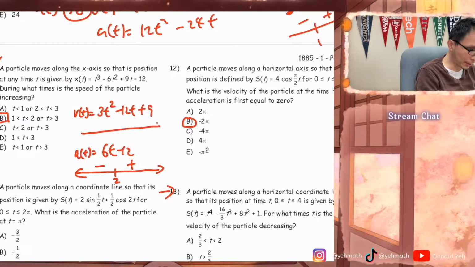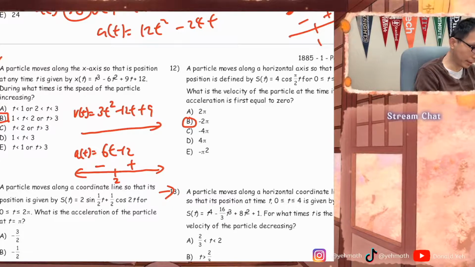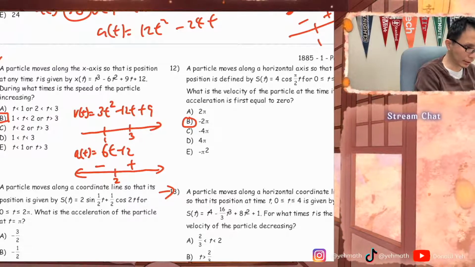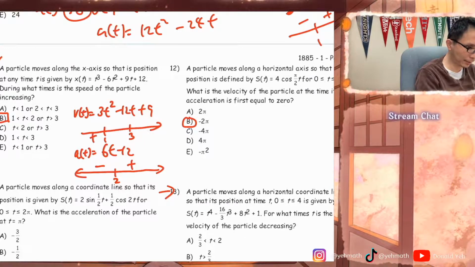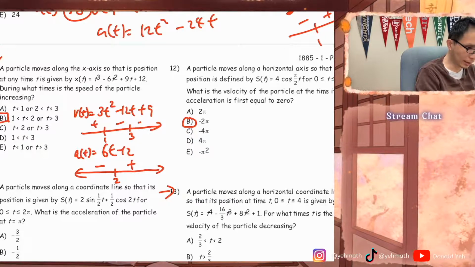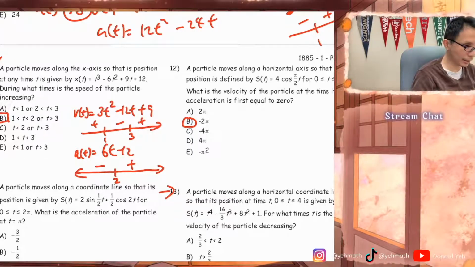And if I factor out 3, I think it's 1 and 3. So it's 1 and 3. And this one's going to be negative, negative, so it's positive. Sorry. And this is negative, and this is positive. So positive, negative, positive.